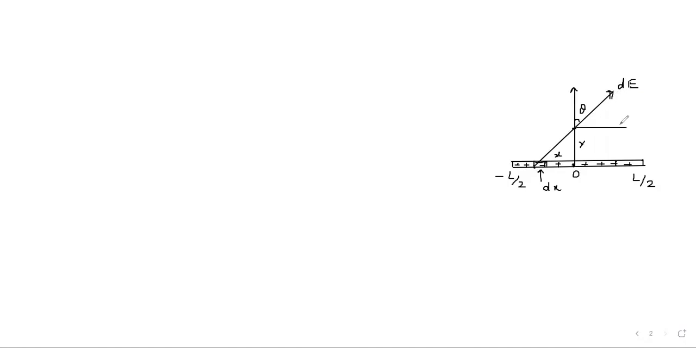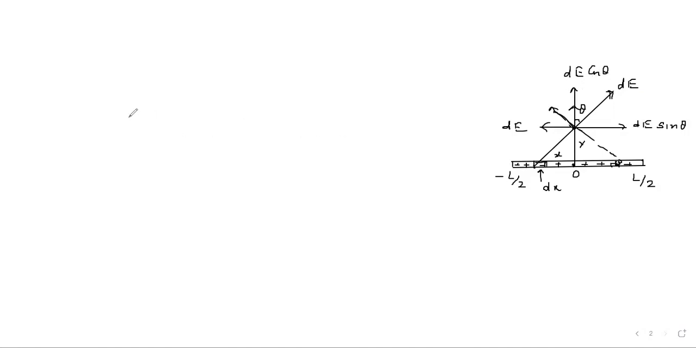It will have two components. One component will be dE sine theta in this direction, and dE cos theta will be in this direction. Similarly, if we consider another element here, its field will also be like this. So dE sine theta will be in this direction, and dE cos theta will be in this direction, because field will be directed like this. So we can say net field will be due to cos theta components only.